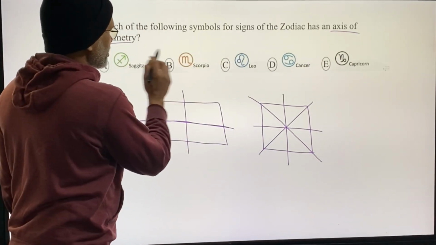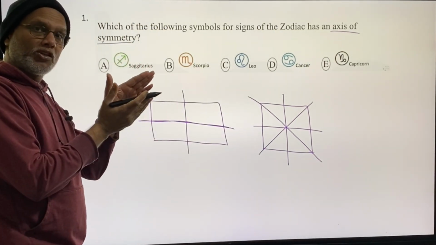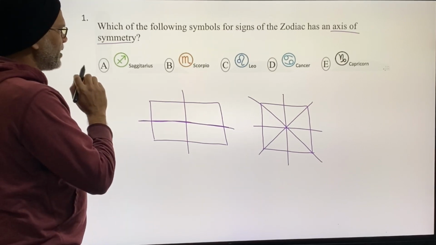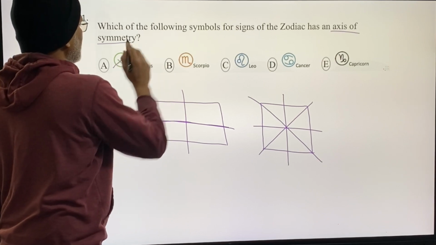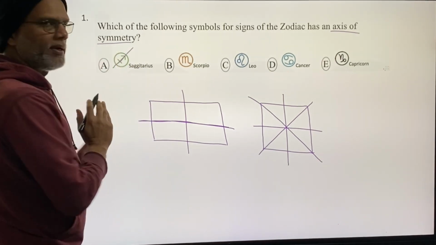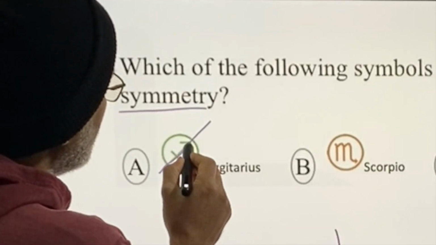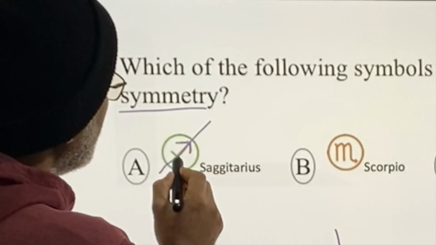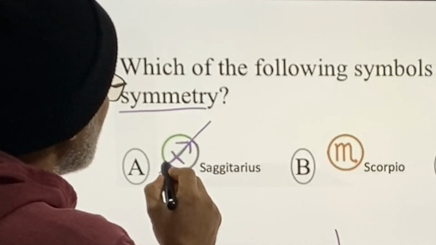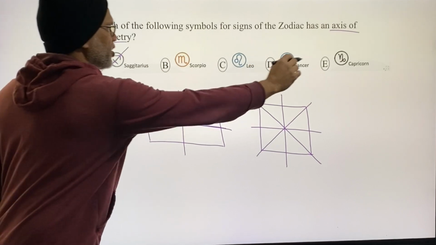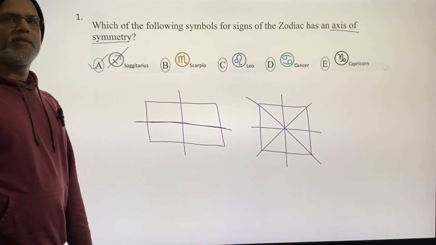So for each of these shapes, we need to find a line along which, if we fold it, it will exactly overlap. We can see that for the first shape, if I fold along this line, this is going to overlap with this, and this is going to overlap with this, and this is going to overlap with this. But for the other shapes, I cannot find such a line. Then A is the correct choice.